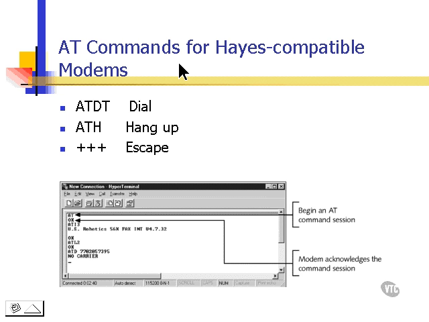AT commands for Hayes-compatible modems were used on older software, and the ones worth knowing are ATDT, which stood for dial, ATH, hang up, and +++, which meant escape. Actually, ATDT stands for attention dial tone. ATH stands for attention hook. And then +++ is the escape sequence that we use if we have an unexpected event and we have no other way of terminating the communication.